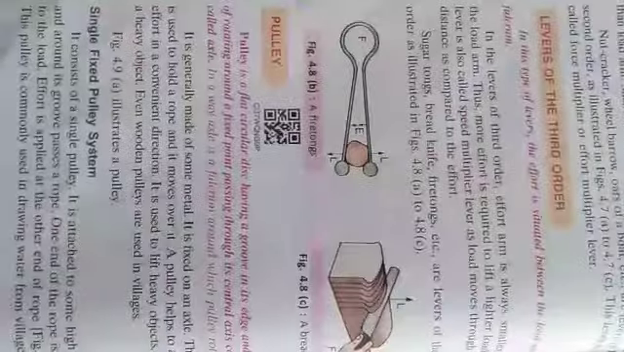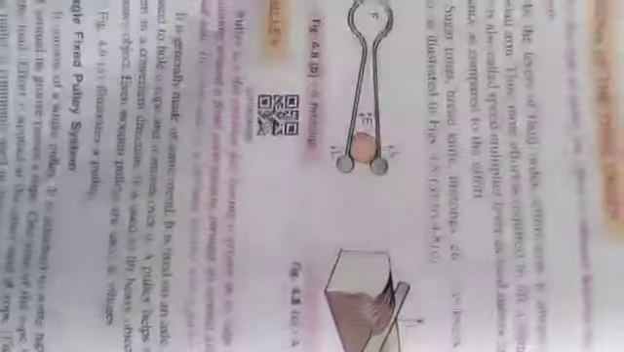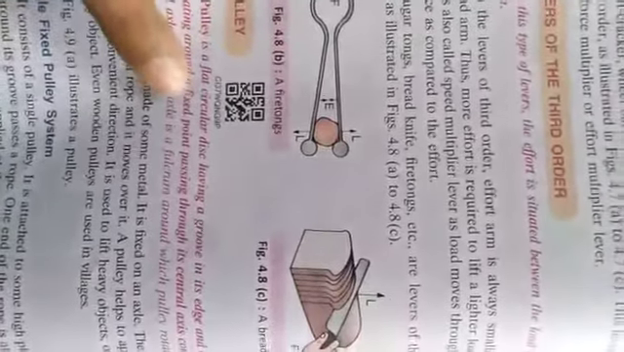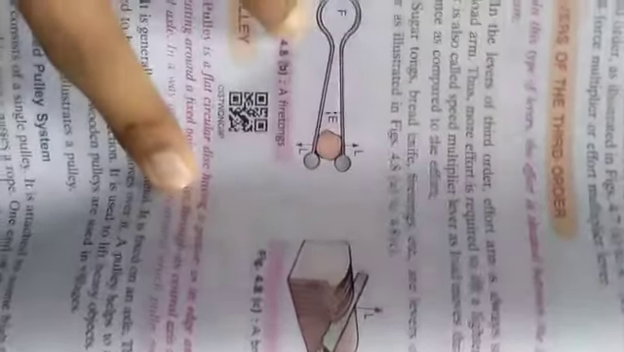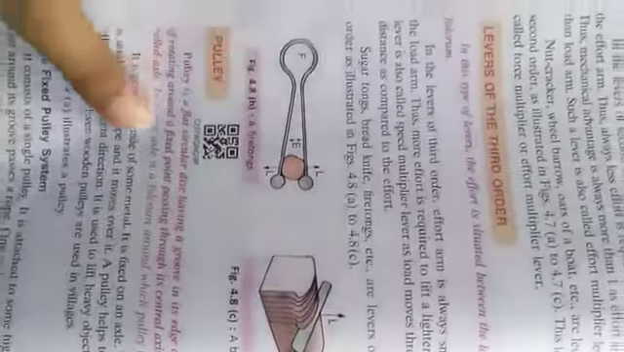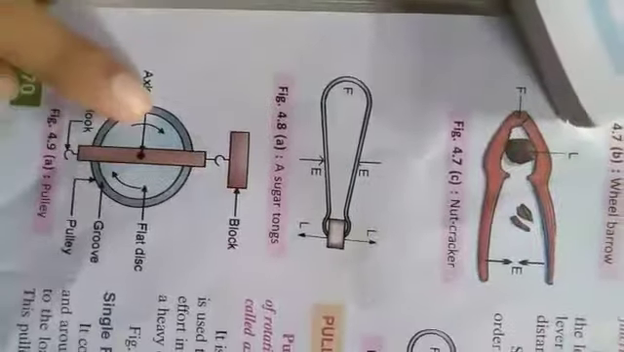Okay, so now we will discuss the pulley. What is a pulley? We can define a pulley as a flat circular disc having a groove in its edge and capable of rotating around a fixed point passing through its central axis, commonly called the axle. In a way, the axle is a fulcrum around which the pulley rotates. So this is a pulley.